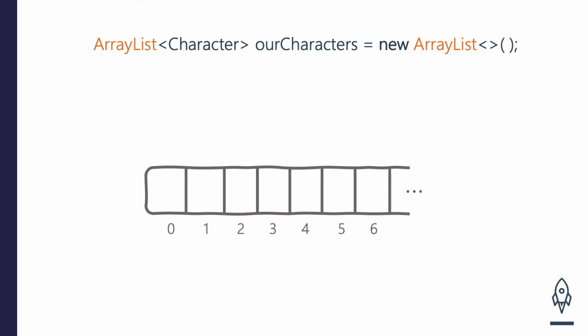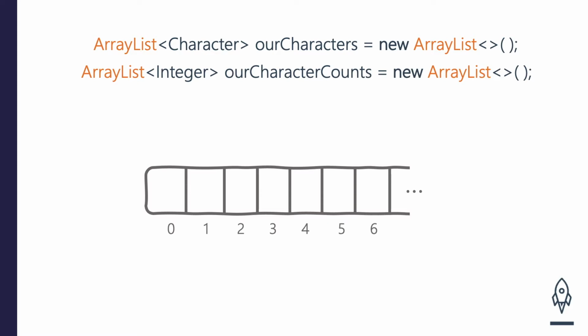So the next big thing that we need this data structure to do is store the characters, but as well as our count. Our array list can only store one thing in each slot. It can only store our characters in the example that we see here. So what we would need is an additional array list to store our count, which would be an array list of integers.